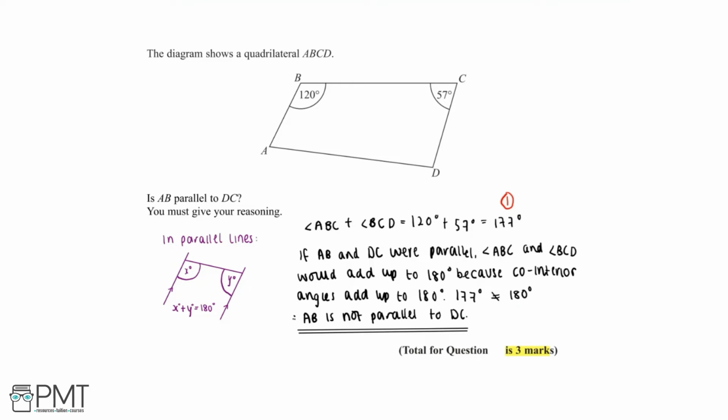We get the second mark for comparing this value with 180 degrees, and for noting down that 177 degrees is not equal to 180 degrees. And we get the third mark for a correct explanation that because 177 degrees is not equal to 180 degrees, AB and DC are not parallel, because in parallel lines, co-interior angles should add up to 180 degrees, and in this case they don't. And so we've now achieved the full 3 marks needed in this question.